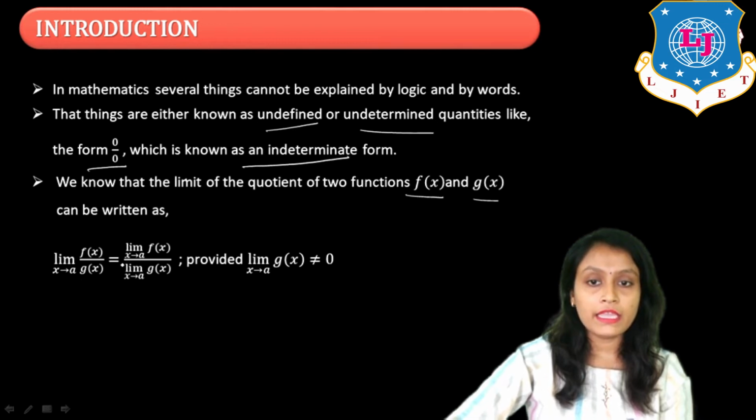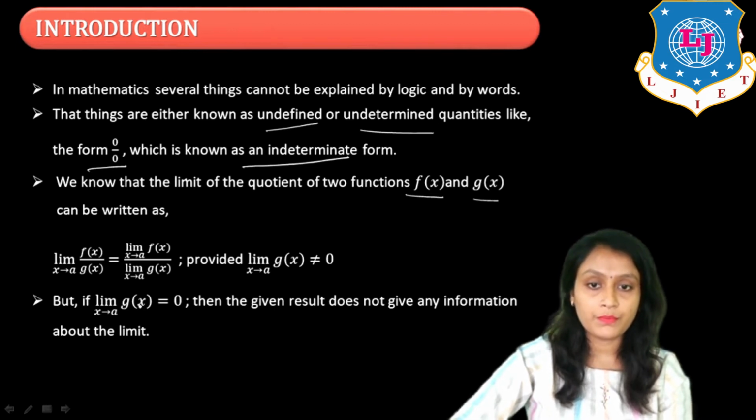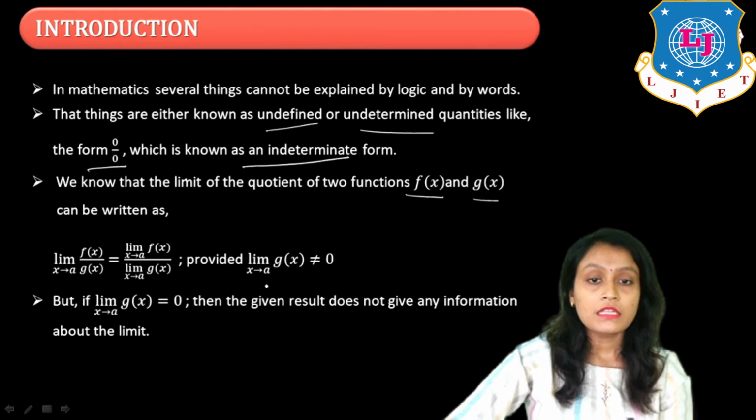We know that the limit of the quotient of two functions f(x) and g(x) can be written as limit x tends to a f(x) upon g(x) is equal to limit x tends to a f(x) upon limit x tends to a g(x), provided limit x tends to a g(x) is not equal to 0. But if limit x tends to a g(x) is equal to 0, then the given result does not give any information about the limit.